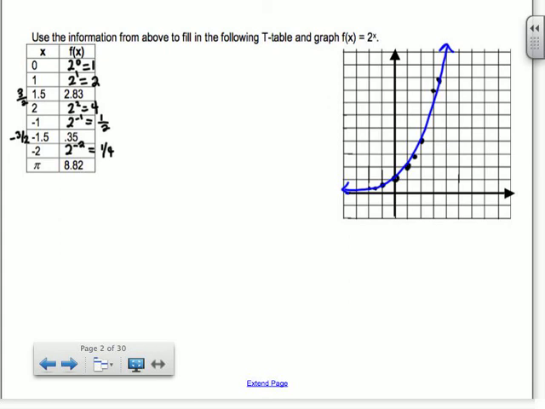Okay, notice there's a horizontal asymptote at y equals 0. If you think about it, 2 to the negative 500, is that negative? No, it's 1 over 2 to the 500. That's a positive number. It's just really, really tiny. Your calculator wouldn't even be able to compute it. It's so tiny, it would say overflow. All right, so it's getting closer and closer to 0, but it's never equaling 0.